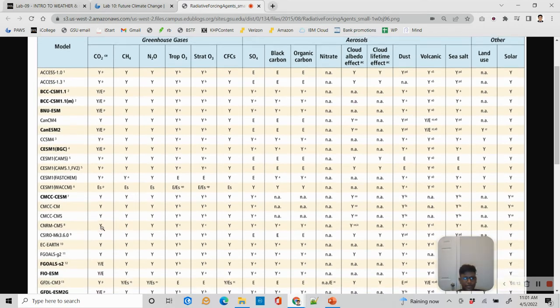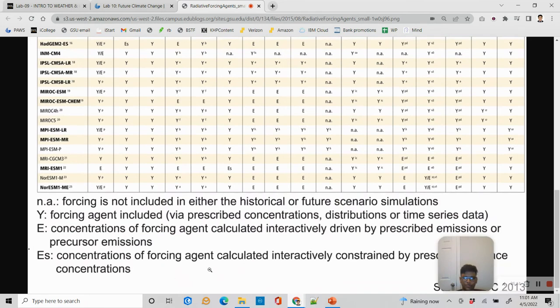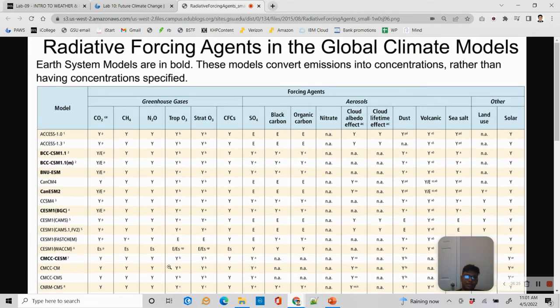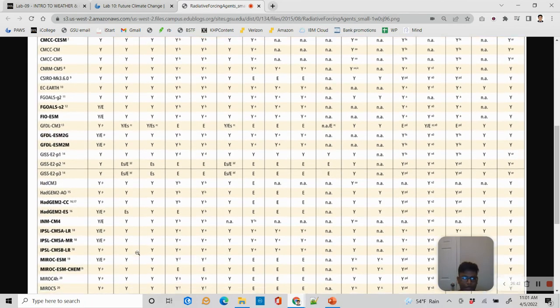What are they? At the bottom you will see what they mean. Y means the forcing agent is included. So Y means kind of yes, these are the radiative forcing agents in the global climate model. If there is a Y, that means they are actually having a radiative forcing impact on the climate. If there is Y, Earth system also on board.